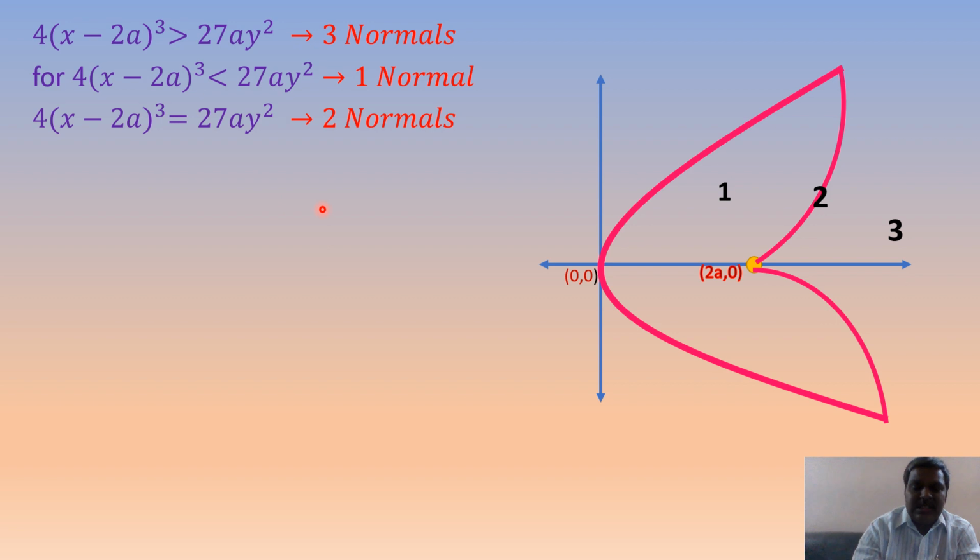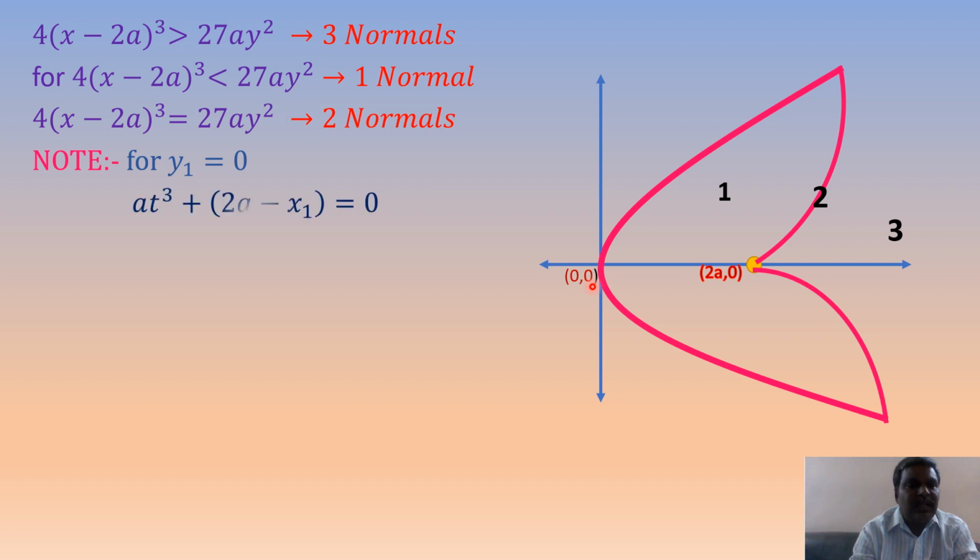See here. Before going to the general concept, let us see one note also. This is also a very, very important note. For y1 is equals to 0, what happened? Your point is on the x-axis. Am I correct or not? Your given point is on the x-axis. At this time, at cube plus 2a minus x1 is equal to 0. Because y1 is equals to 0, your cubic equation becomes like that.